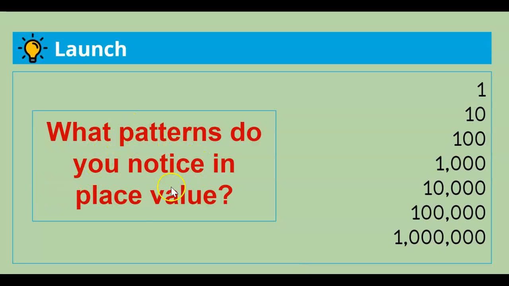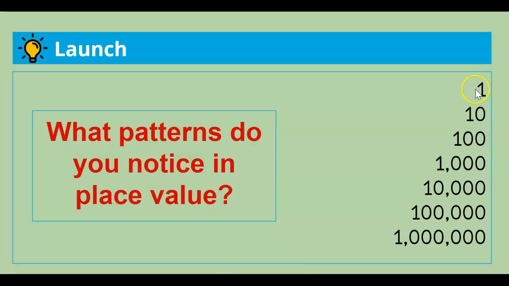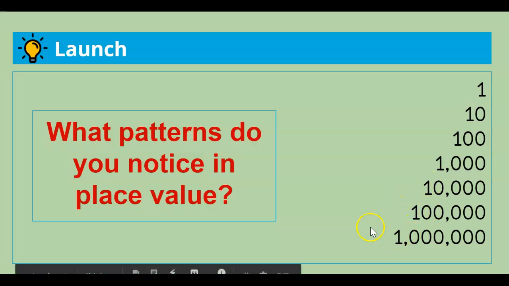What patterns do you notice in place value? Start at the top. 1, 10, 100, 1,000, 10,000, 100,000, 1 million.